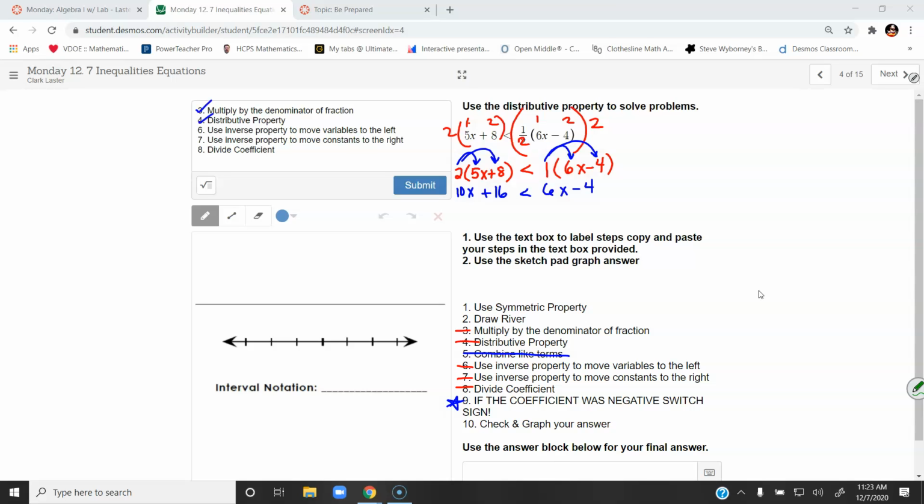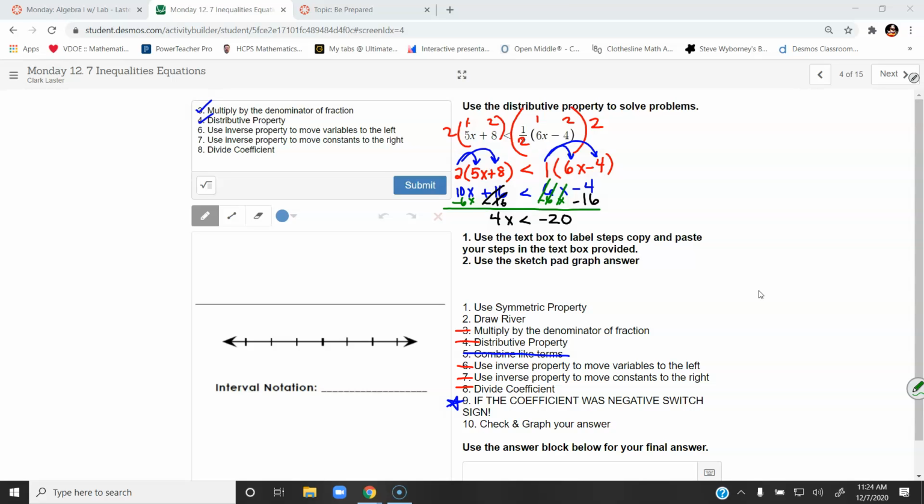Now I'm going to use the inverse property in order to solve it. Now I've got to get the x's to the left and the constants to the right. So subtract this 6x. So this one goes away because that's the opposite operation. And I am going to subtract this 16 because that is also the opposite operation. As positive becomes negative. And this will become 4x is less than negative 20.